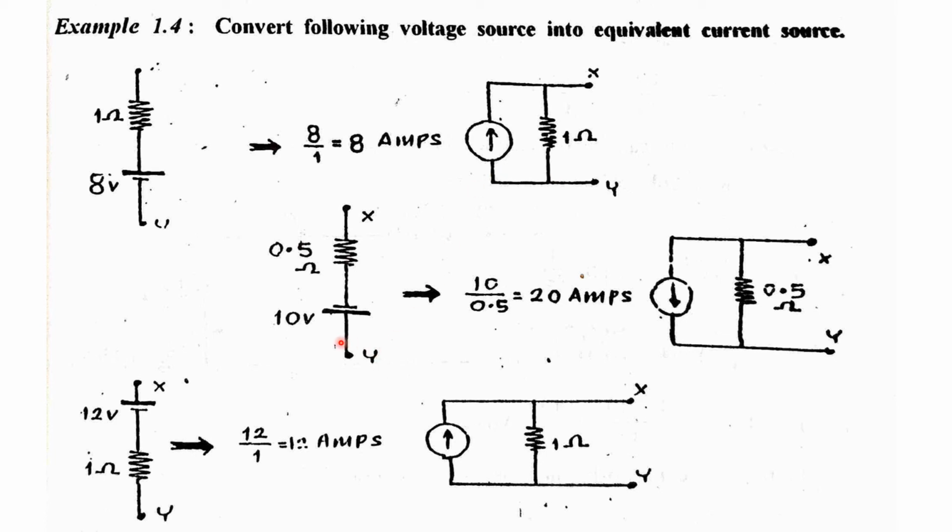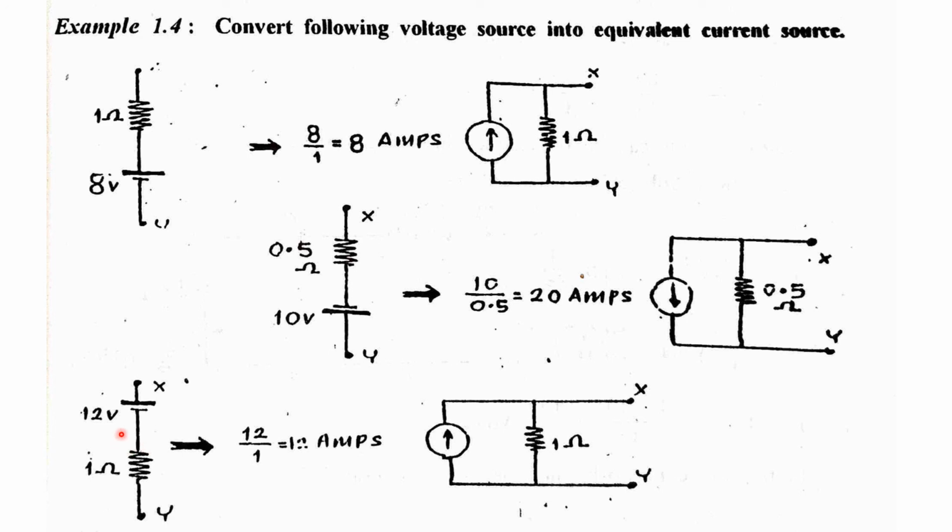Take another example, that is 10 volt with internal resistance 0.5 ohm in series with this voltage source. So here 10 upon internal resistance 0.5 will be equal to 20 amperes. So current source of 20 amperes with internal resistance of 0.5 ohm in parallel.